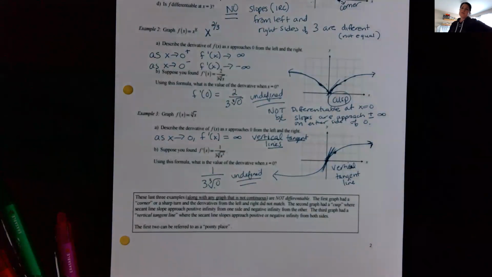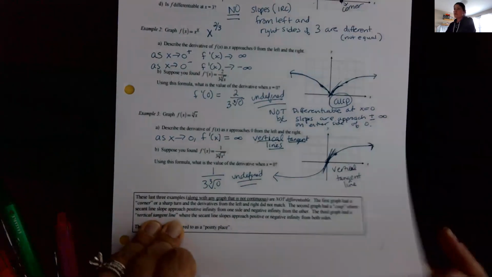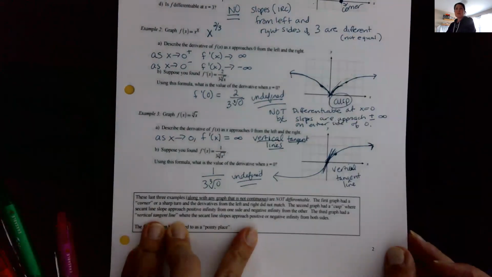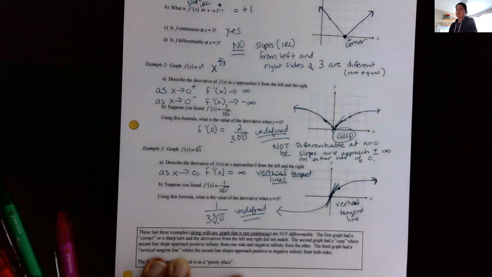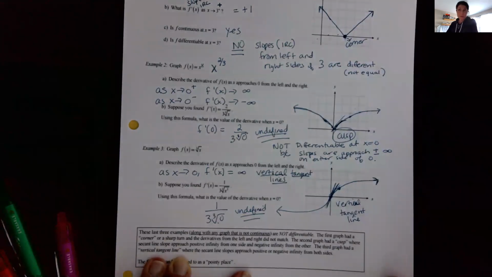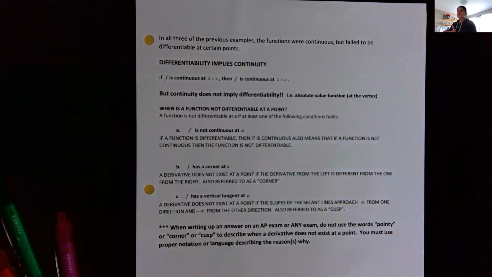So the first 2 can be referred to as pointy places. We don't use that terminology ever on an AP exam. They're good visual cues, but we don't use the word pointy. We don't even use the word corner or cusp. Okay, this is just notes, in a nutshell, summarizing what we just talked about.